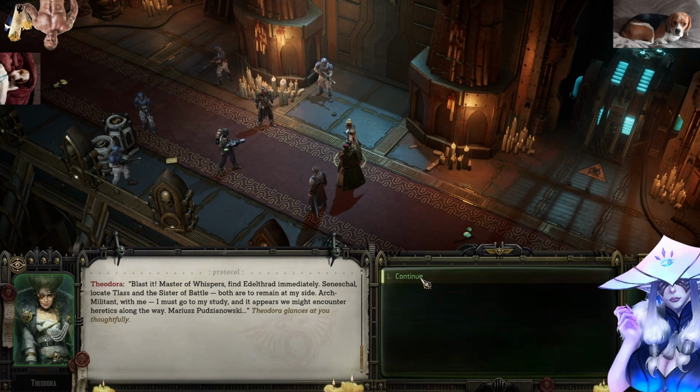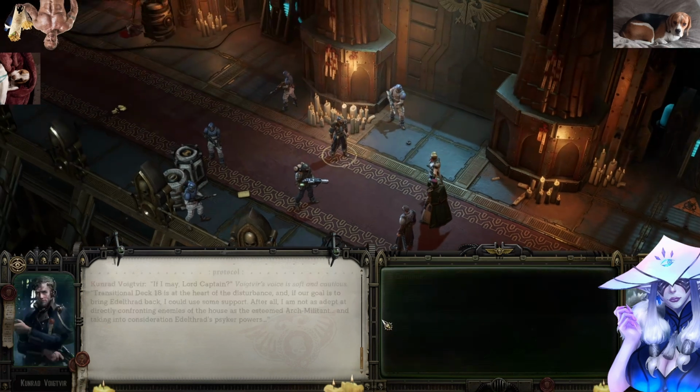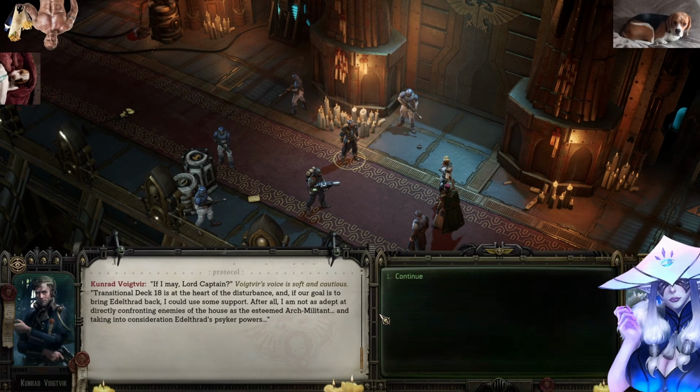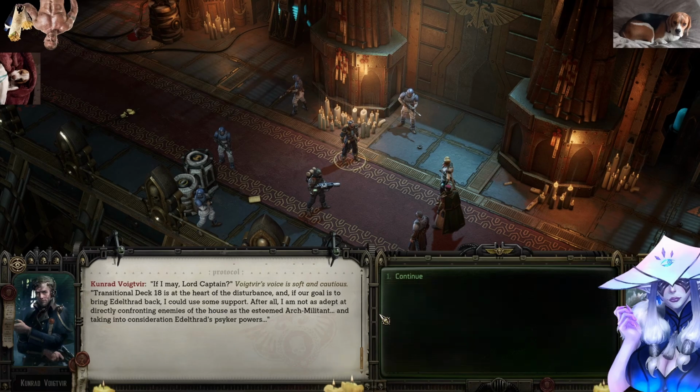Mariusz Pudzianowski. Theodora glances at you thoughtfully. If I may, Lord Captain. Transitional Deck 18 is at the heart of the disturbance, and if our goal is to bring Edelthrad back, I could use some support. After all, I'm not as adept at directly confronting enemies of the House as the esteemed Arch-Militant, and taking into consideration Edelthrad's psychic powers.